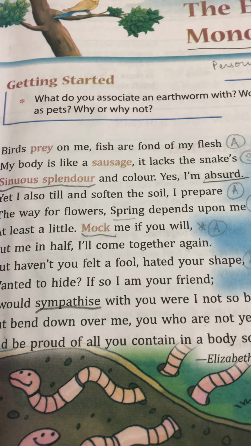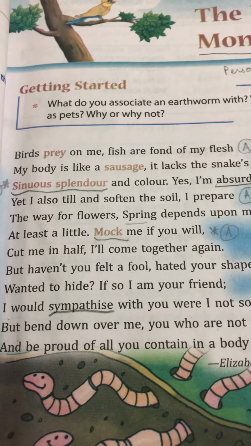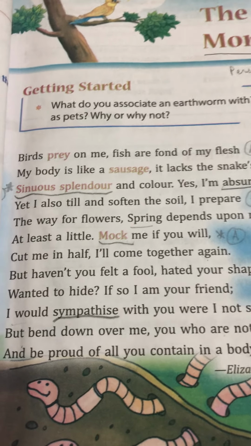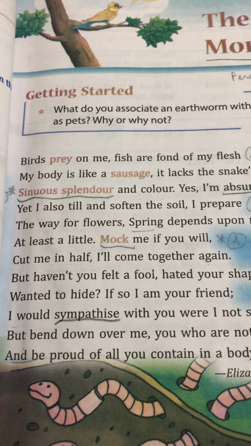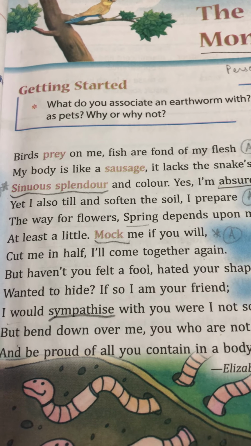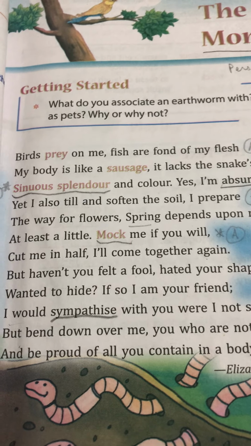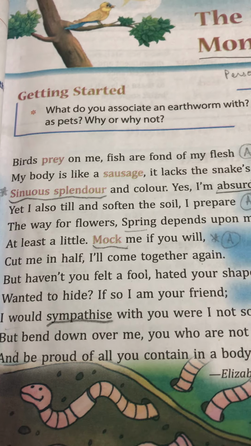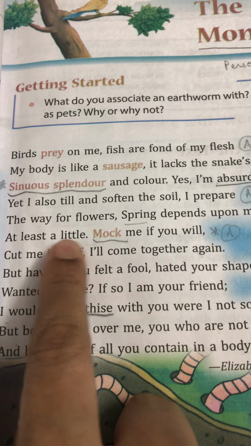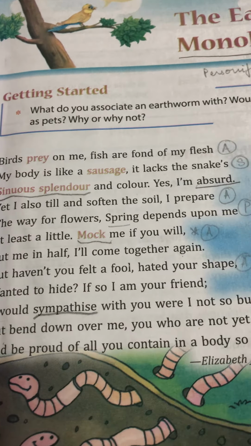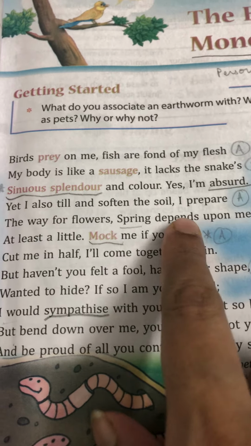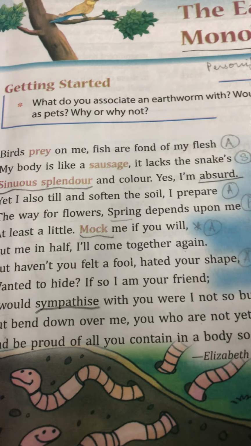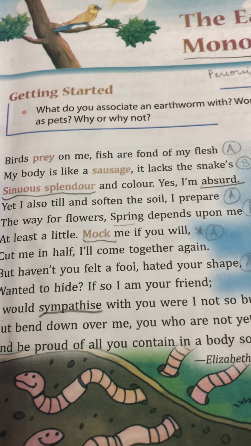So the life over here depends upon the brightness of life. Not only life, but the brightness of life which is brought during the spring depends upon me, because I till the soil, I make the soil soften, and thereby I prepare the soil bed for the flowers to bloom in abundance, in plenty numbers, right? So after that, it is saying that even if I have a very little part to play to bring spring, still, even if it is little, it has a lot of significance to bring life back on earth after winter.